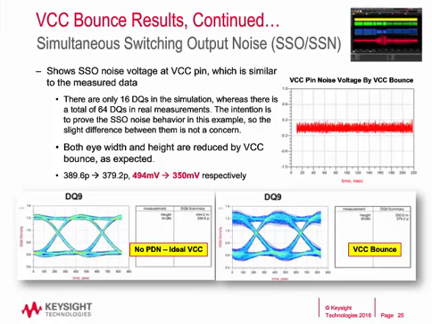The value might be a little bit different because we only ran 16 DQs, not all 64 DQs. So the noise level may be a little bit smaller than the one in the measured data. The eye width is also affected, but at a minimal level. This is what I said: the VCC bounce is related to the amplitude noise voltage coming to the IBIS device of the transmitter.